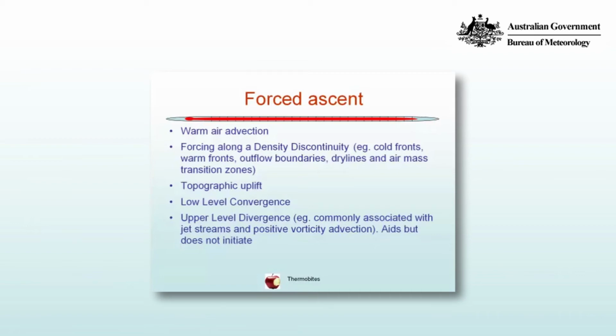upwards as it flows over, by low-level convergence, and by upper-level divergence, so commonly associated with jet streams and positive vorticity advection. Now note that upper-level divergence does not force air to rise, but it simply aids it. So if you already have a low-level forcing mechanism, like low-level convergence, then upper-level divergence will help enhance that flow.